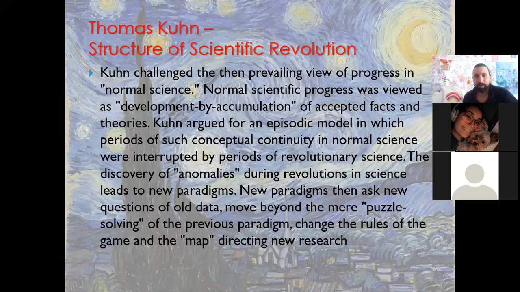Okay. So Kuhn argues for an episodic model in which periods of conceptual continuity in normal science were interrupted by periods of revolutionary science. The discovery of anomalies during revolutions in science lead to new paradigms. New paradigms then ask new questions of old data, move beyond the mere puzzle solving of the previous paradigm. They change the rules of the game and the map directing new research. So it's like a new map, okay? It's like a new sense of reality in a way.